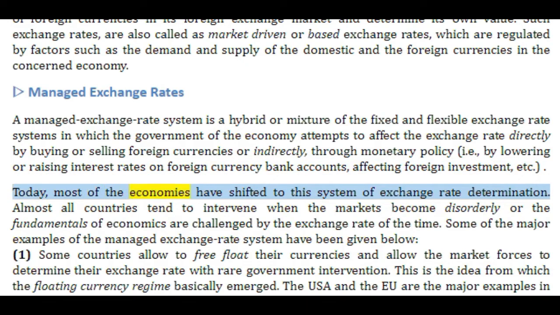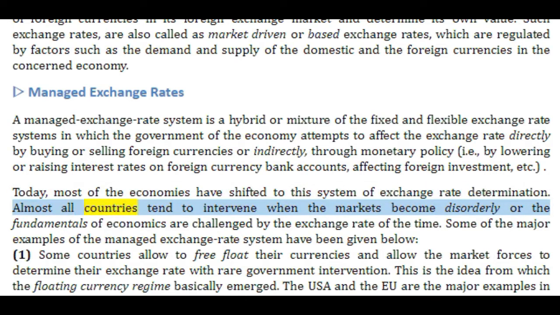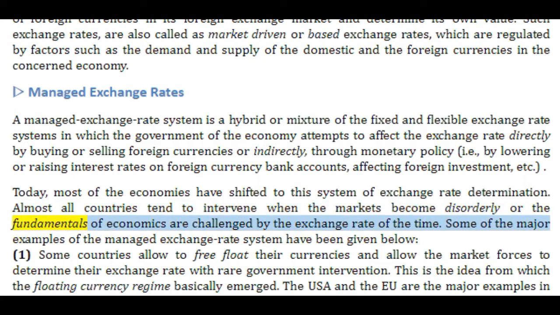Today, most of the economies have shifted to this system of exchange rate determination. Almost all countries tend to intervene when the markets become disorderly or the fundamentals of economics are challenged by the exchange rate of the time. Some of the major examples of the managed exchange rate system have been given below.